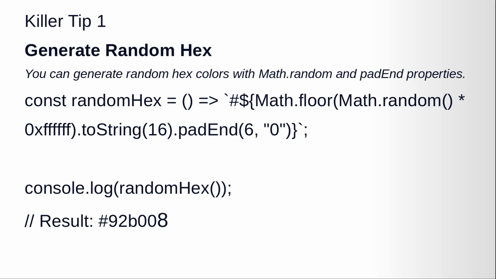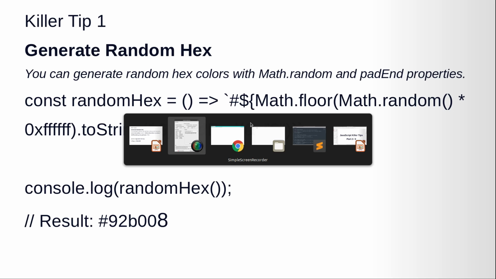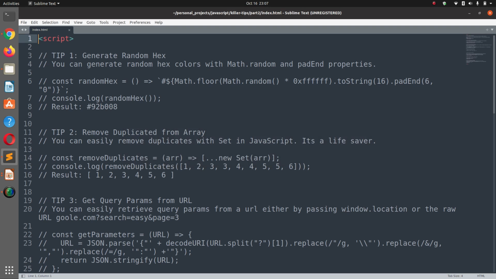So it's a one-liner function, randomHex, and it's using the Math library of JavaScript, the Math.floor property, and it is receiving Math.random multiplying by the hex code, toString and padding 6. So it will generate a random hex color. So let's see this in action.